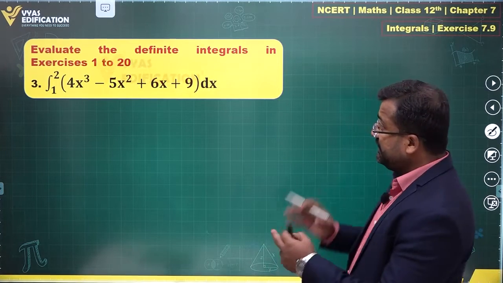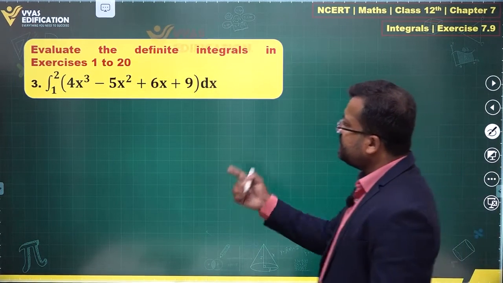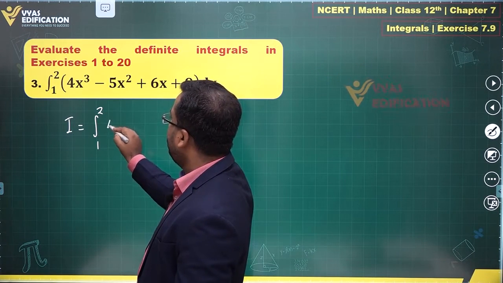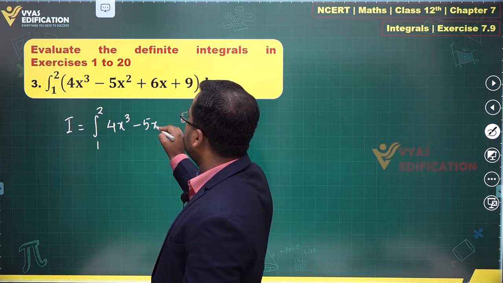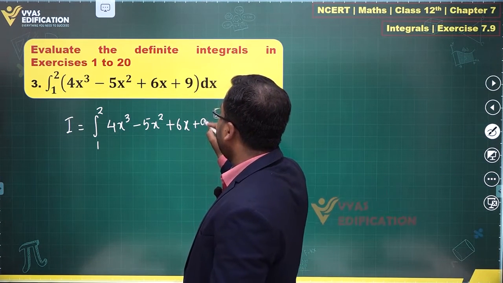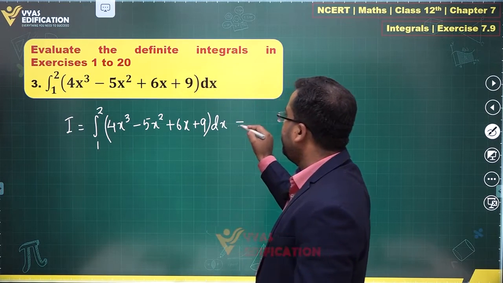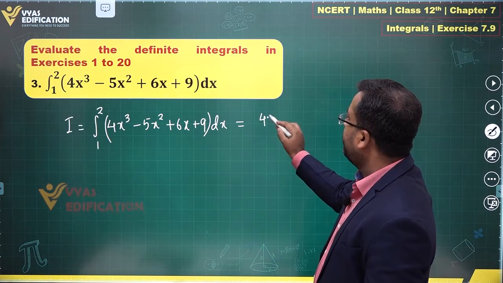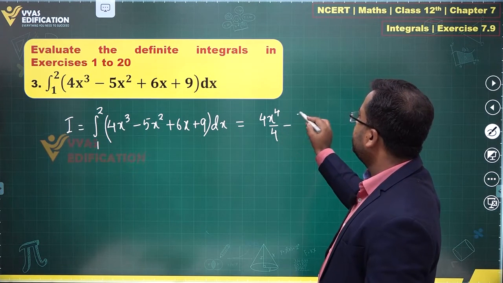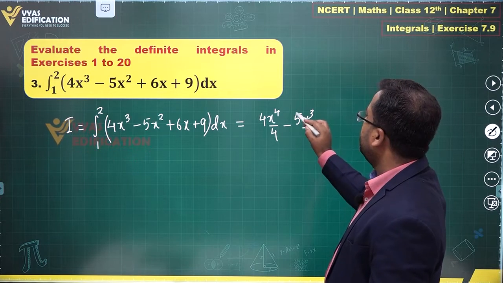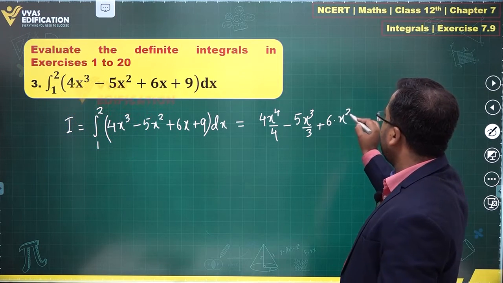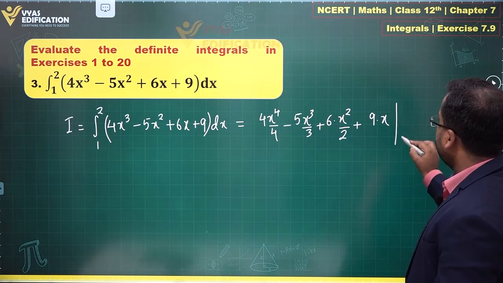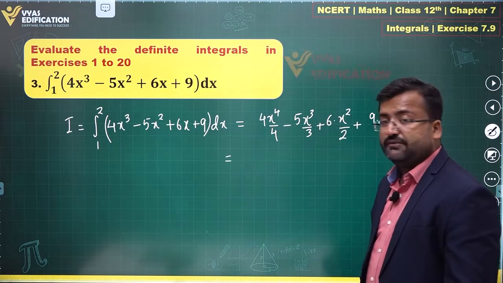In the third question, we have a huge polynomial inside this. So we'll first integrate from 1 to 2, 4x power 3 minus 5x square plus 6x plus 9. This integral is not at all difficult. The integral of this whole expression, 4x cubed, the integral will be 4x power 4 upon 4, minus 5x power 3 upon 3 is this integral. 6 times x square by 2 is what you'll get over here, and 9 times x is what I'll get over here. Substitute limits from 1 to 2, and what do we get?